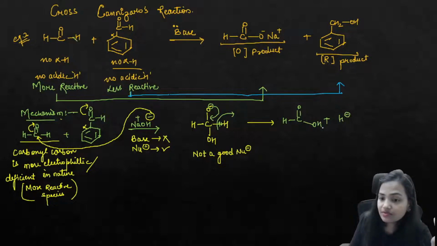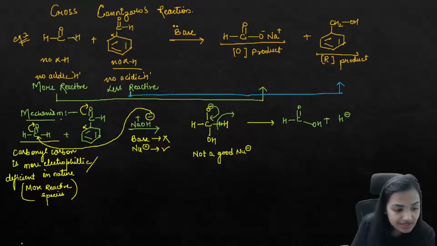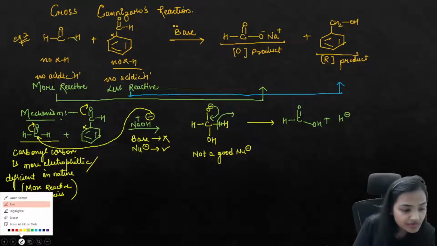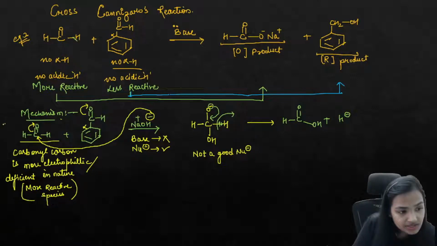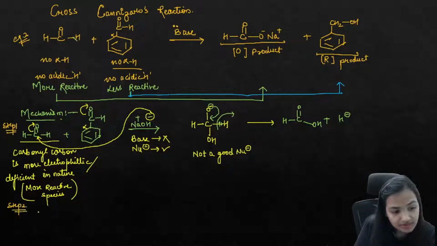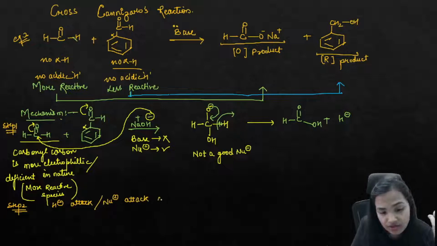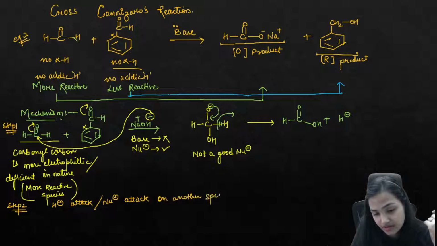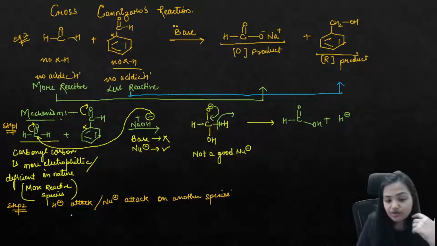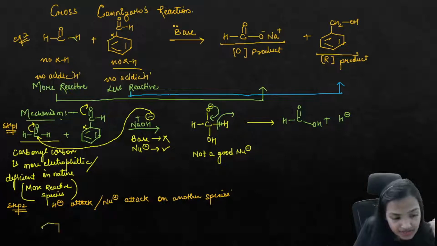Now in the second step, what will happen? This was step number 1. Now in step number 2, the hydride attack will happen. We have to carry out the hydride attack, that is, the nucleophilic attack on another molecule. Now the hydride, or nucleophile, attacks another species, which is the benzaldehyde.